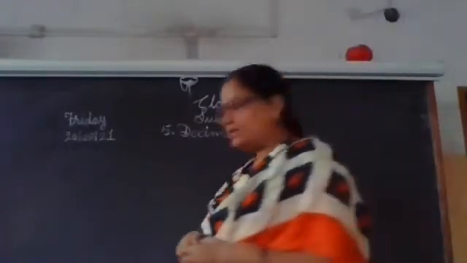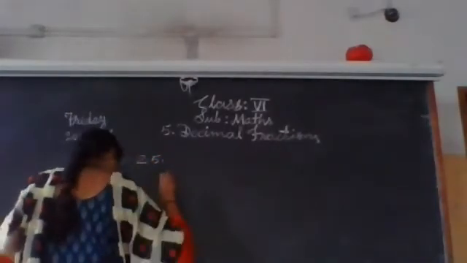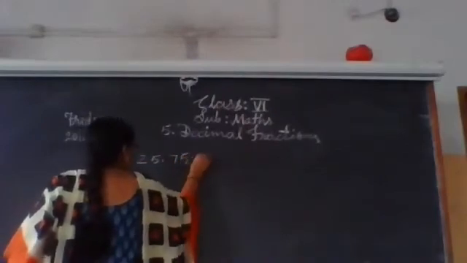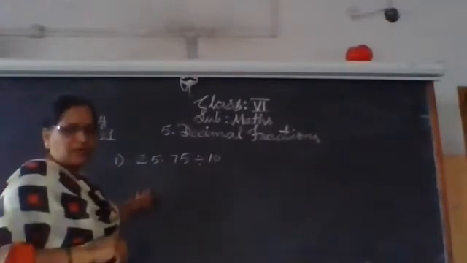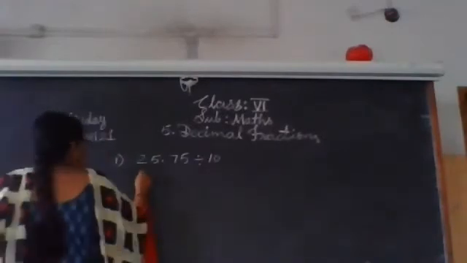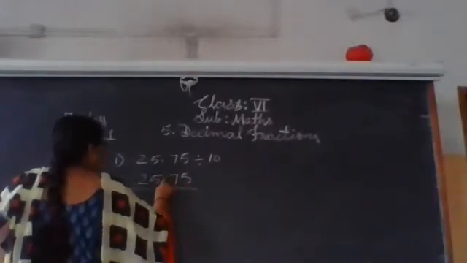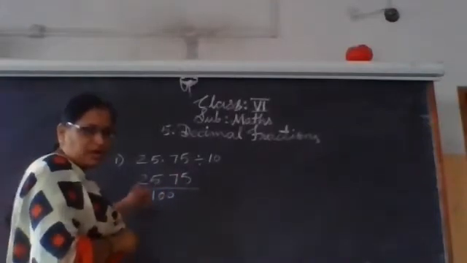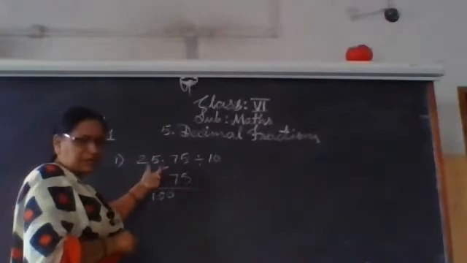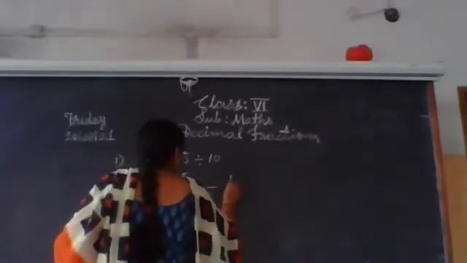Yesterday we saw division by 10, 100, 1000 and so on. So let's see once again. It was your homework: 25.75 divided by 10. Children, yesterday we have seen how to divide it. So what will we do? We will write 25.75 upon 100, because a decimal number is converted into a decimal fraction and divided by 10.